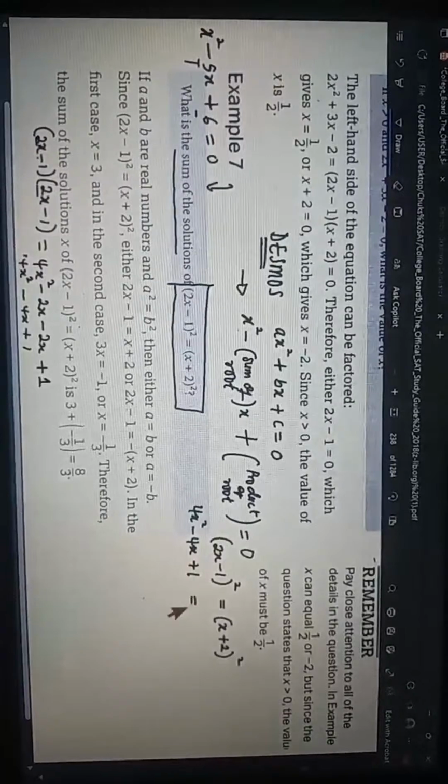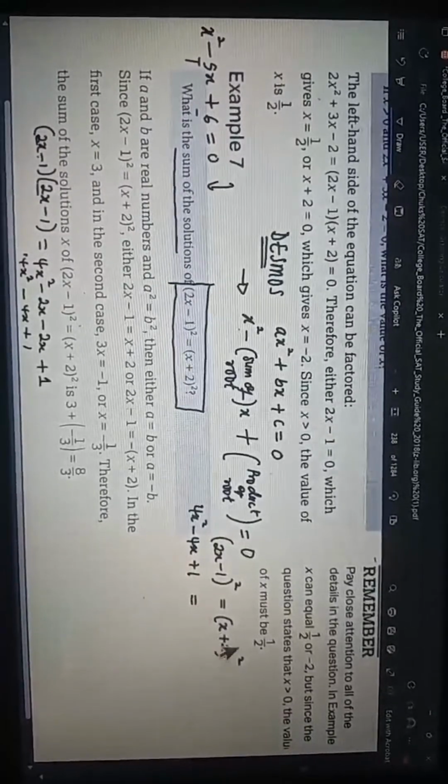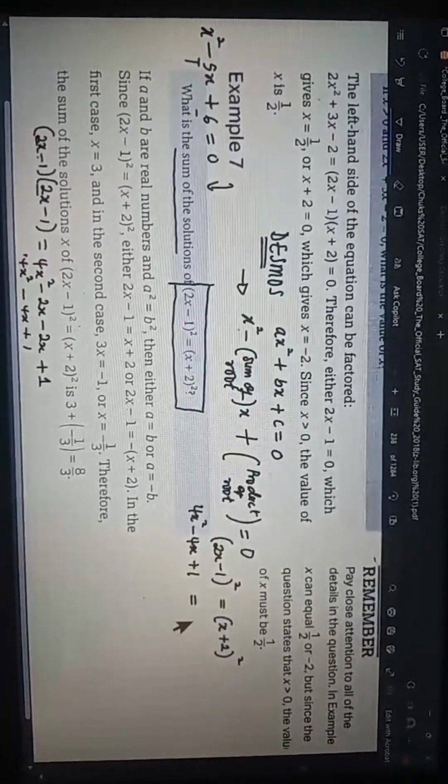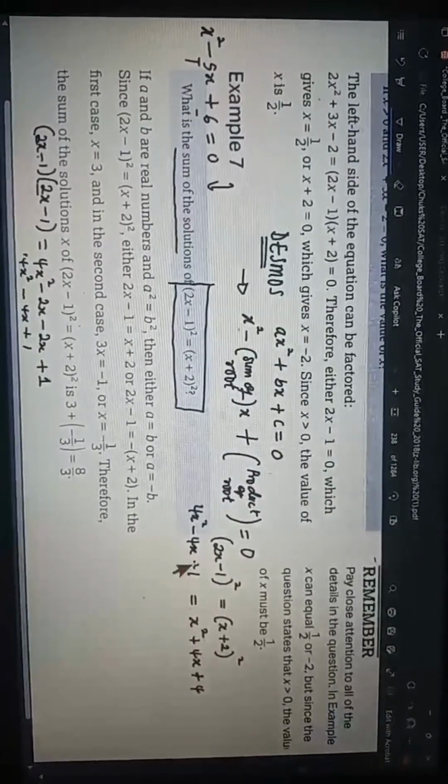In the same way, you can expand x plus 2 all squared. x plus 2 all squared will give us x squared plus 4x plus 4. So that is how to go about expanding.